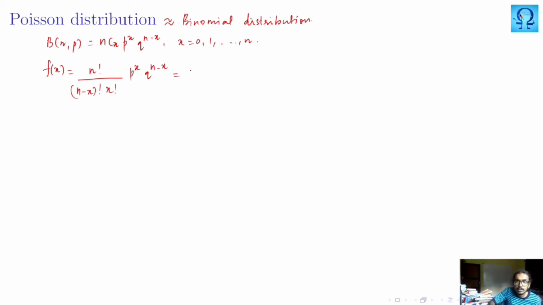Okay, this one, what I am doing is n factorial, I am splitting this as till n minus x plus 1, and I have this n minus x whole factorial as it is. Okay, so that it is upon n minus x factorial into x factorial, and p to the power x and q to the power n minus x.